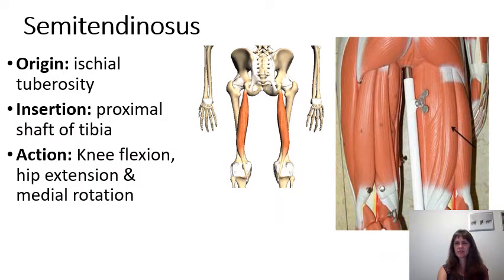Semitendinosus is pictured here on this mannequin on the right. Semitendinosus has its origin on the ischial tuberosity and inserts on the proximal shaft of the tibia. The action for semitendinosus is knee flexion because all hamstrings are knee flexors, hip extension because all hamstrings do extend the hip, and because this is oriented medially, it will cause medial rotation of the hip.